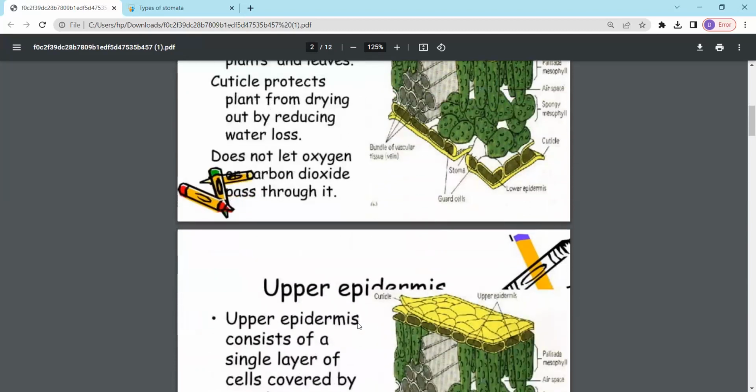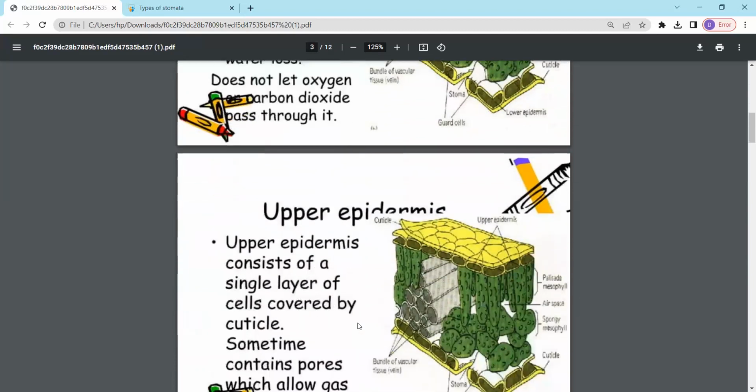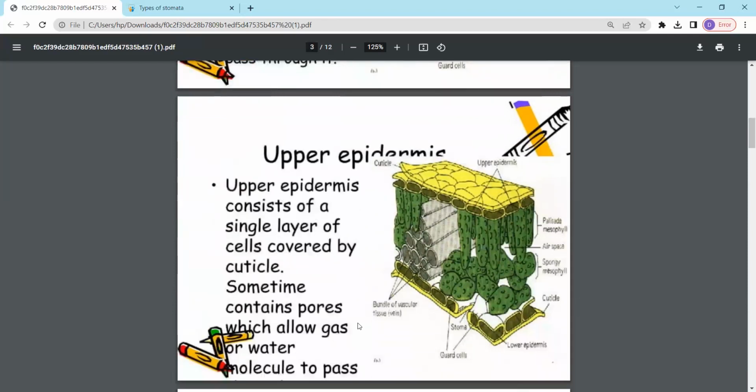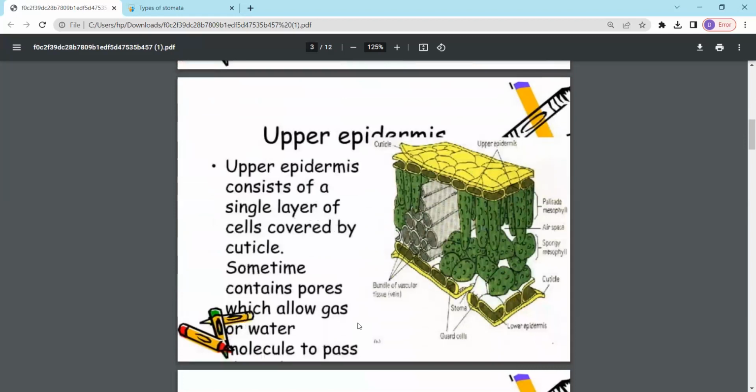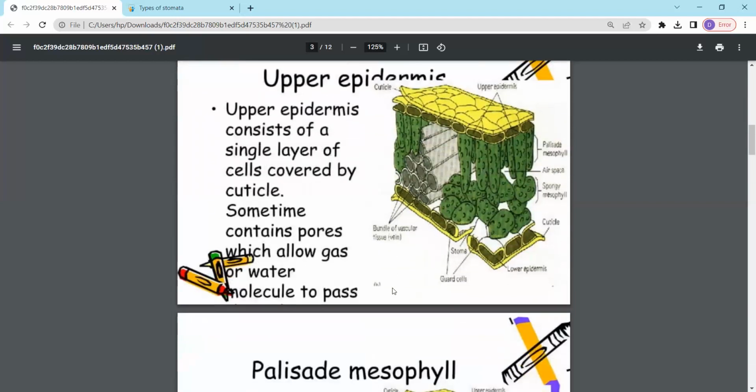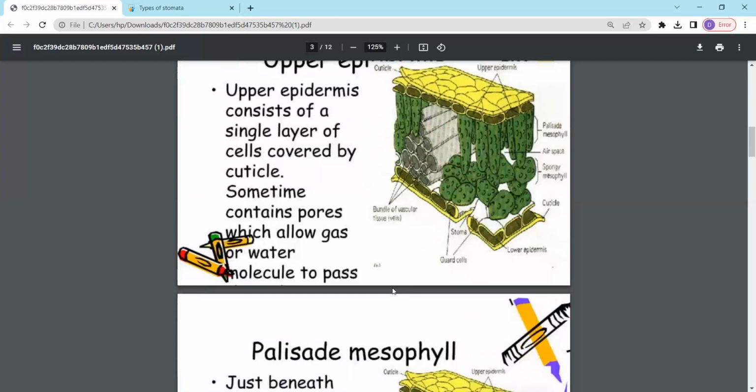Next it is followed by the upper epidermis, which consists of a single layer of cells covered by the cuticle. The epidermis is generally made up of a single layer, and on the epidermal region small pores are present, which allow gas or water molecules to pass through. These pores are called the stomata.